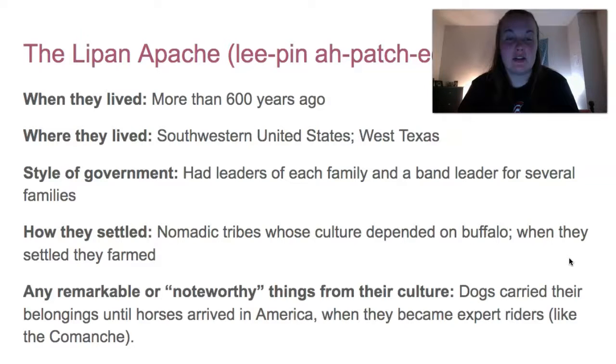So they settled, initially they didn't settle down in one place. They were nomadic, and their culture depended on hunting buffalo, both for food and for clothing. And then when they did settle, eventually they farmed. So, like the Comanche, the Lipan Apache had dogs carry their belongings until horses arrived in America, when they became expert riders, like the Comanche. They were not known to be as fearsome as the Comanche, but they were still definitely a very interesting culture to look at. So, one last video, and then we're going to get to our assignment.